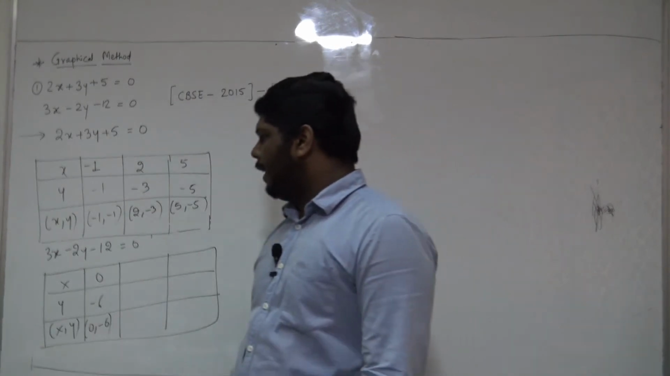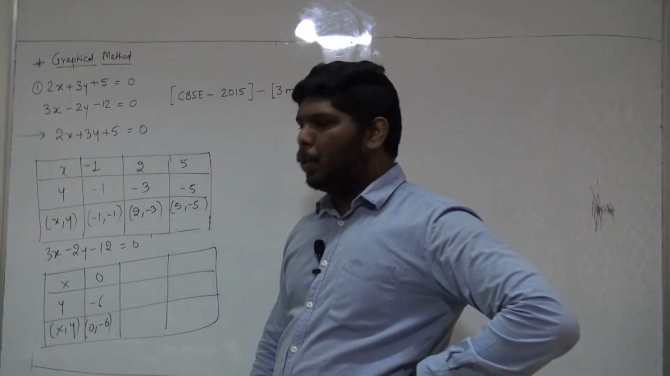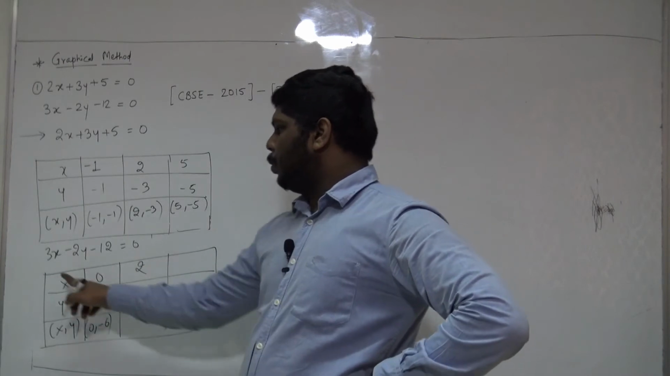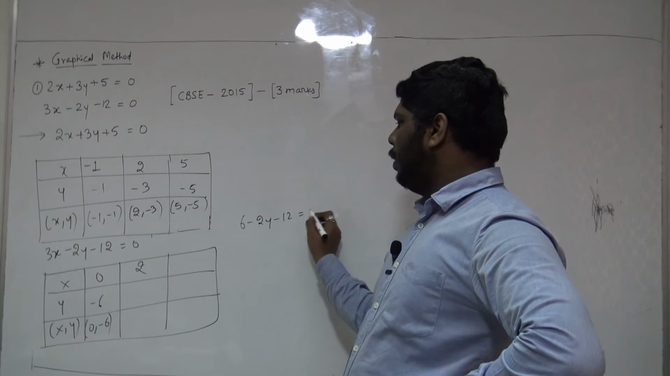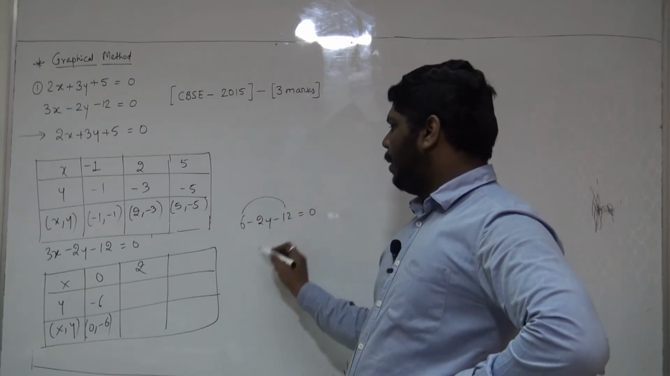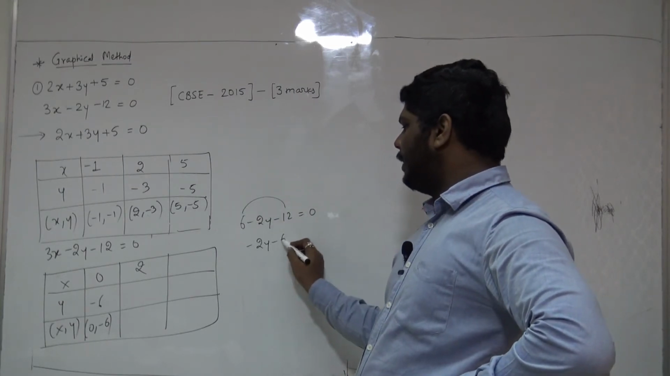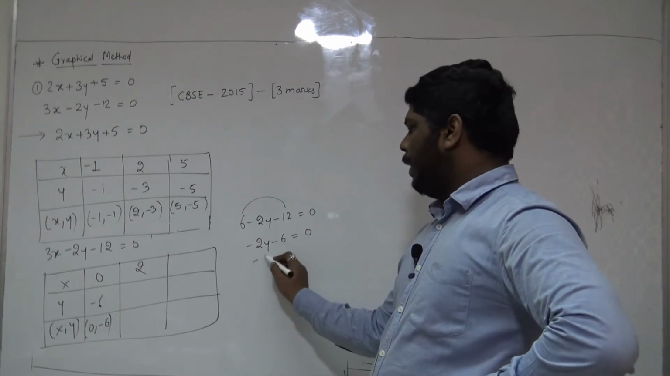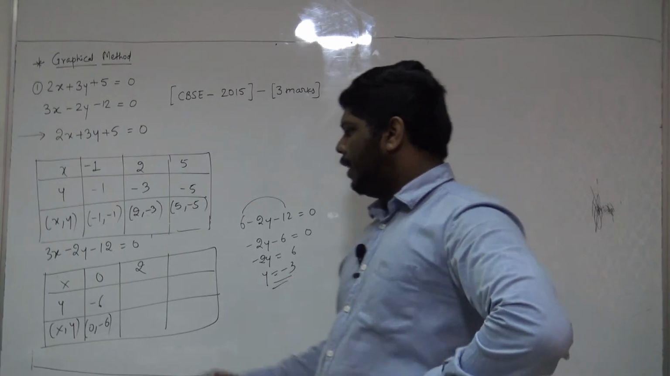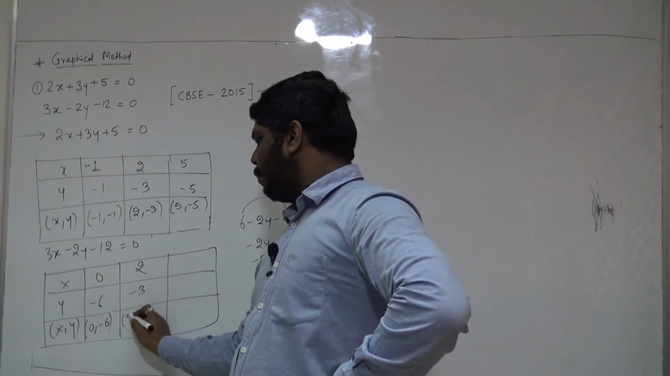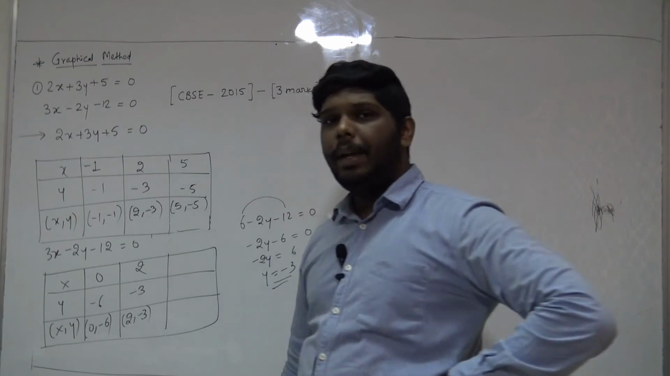Now what else can you select? Suppose the value of x is 2. So this will happen: 3 2s are 6. Minus 2y minus 12 is equal to 0. What is 6 minus 12? Minus 6. So minus 2y minus 6 is equal to 0. So minus 2y will give you plus 6 and the value of y will be minus 3. So this will give you 2 comma minus 3. The point will become 2 comma minus 3.